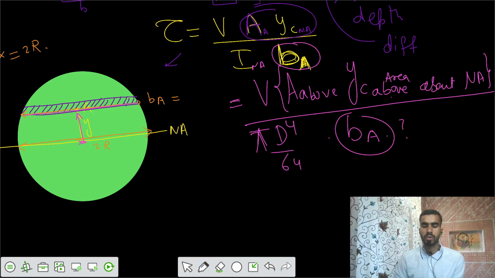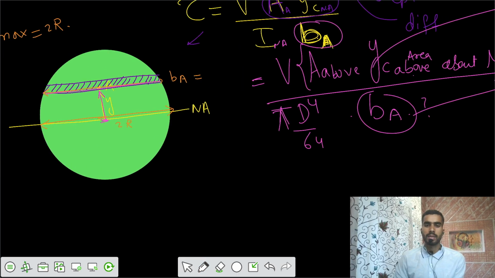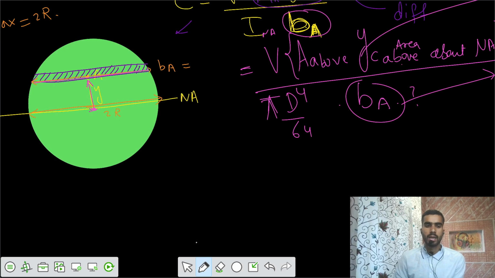So for that you have to solve these parts. Let's say we have some radius. Can you say this is some radius R? So we made a right angle triangle. This is the radius R, this is the depth Y, and this is some b dash.